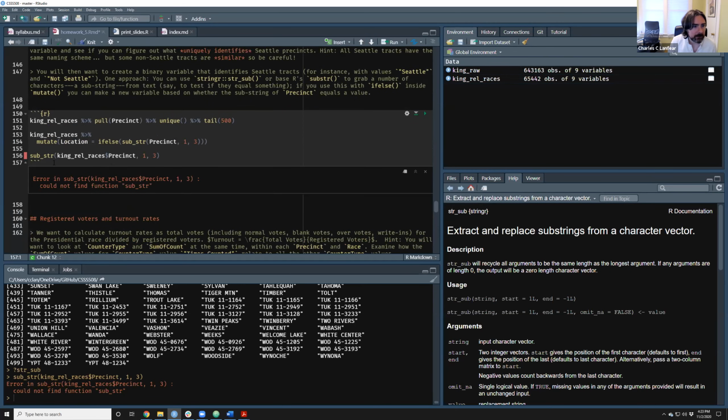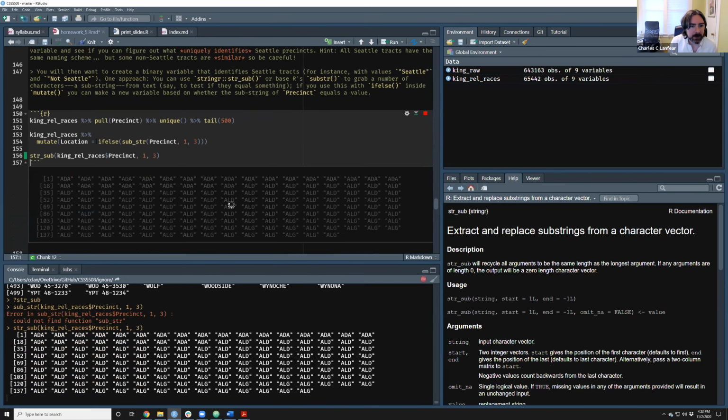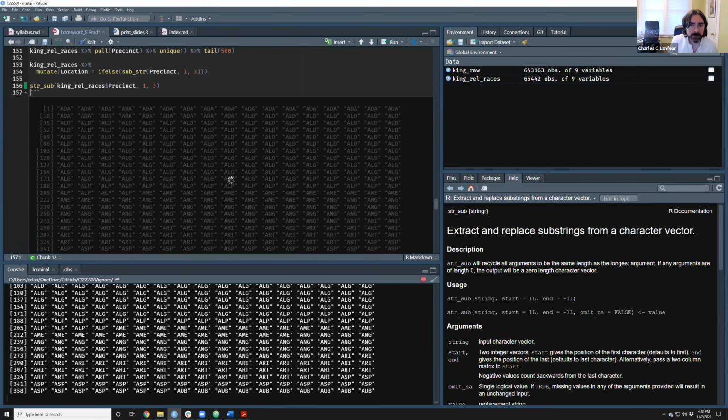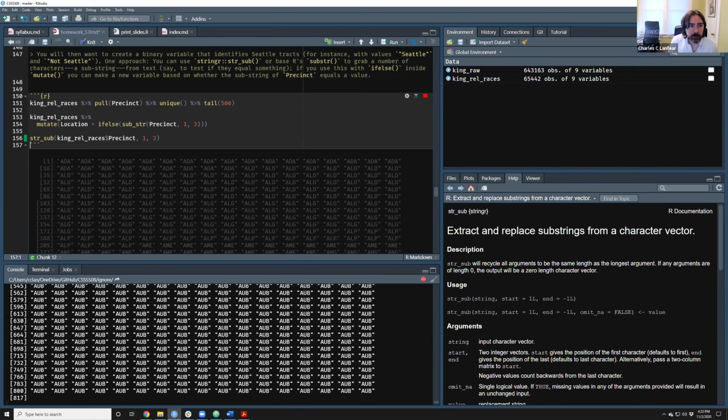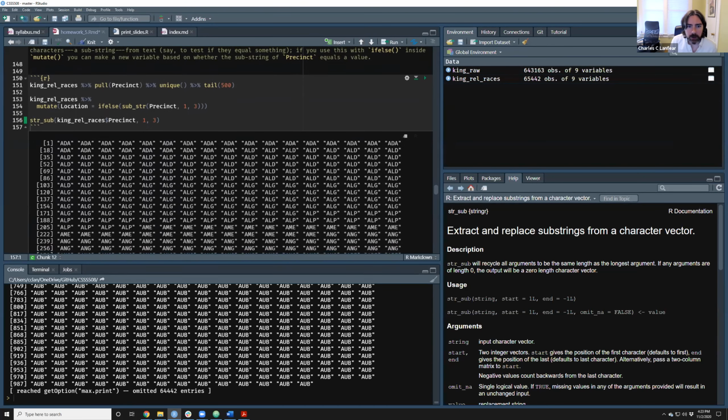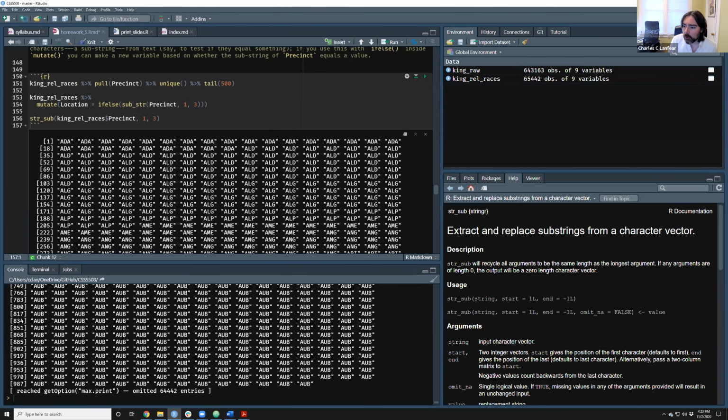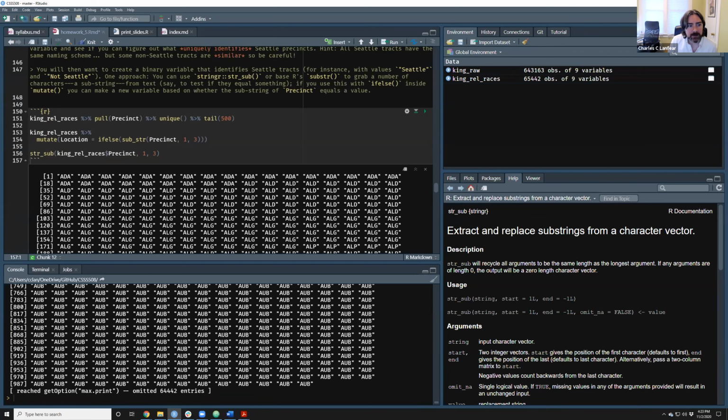There we go. Could not find function. Oh, it's because it's string sub. Duh. String sub. Yeah, look at that. They're all 3 letters long. If you remember, the first one was Adair. One of the next ones was Aldara, whatever. All string sub 1-3 is done is grab the first 3 letters of every precinct, no matter what.